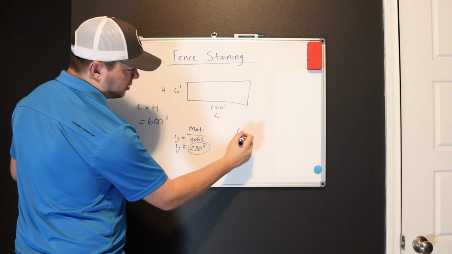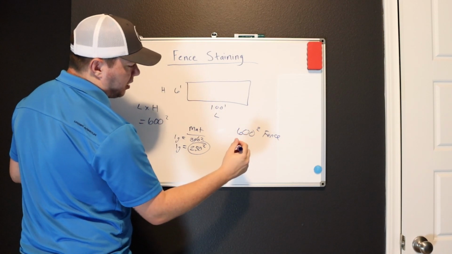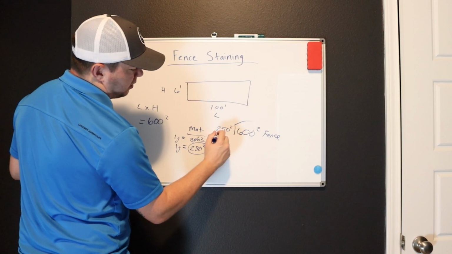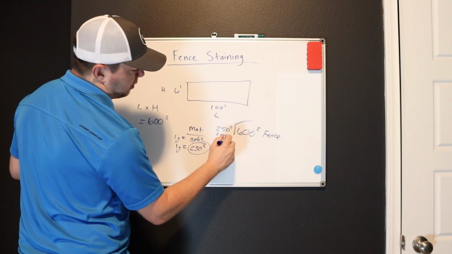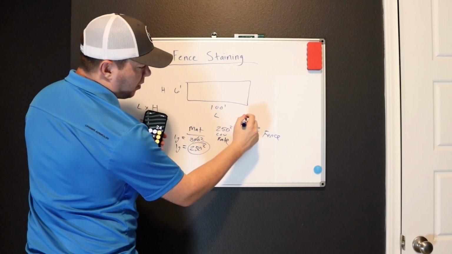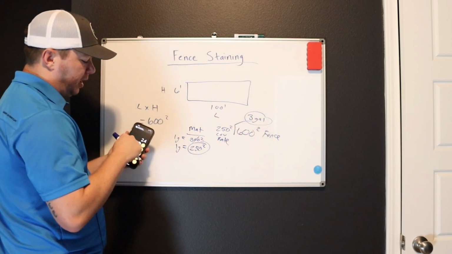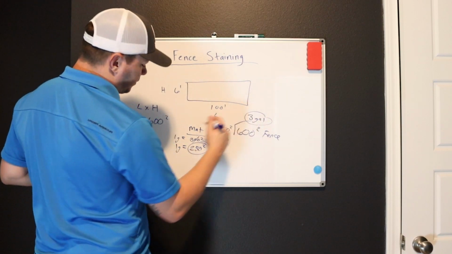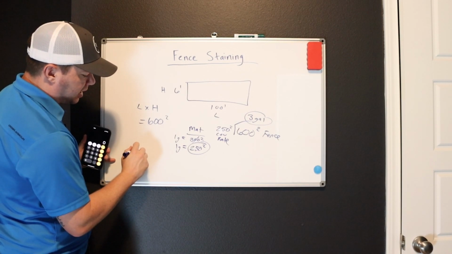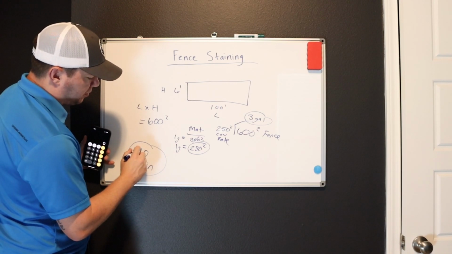So you want to take your 600 square foot of fence and divide 250 into it because that's your coverage rate. And what does that get you? 600 divided by 250, 2.4, you always round up. You need 3 gallons of stain. That's how much material you need. Let's say it costs you 30 bucks a piece, so $90 in stain. There's your material cost.